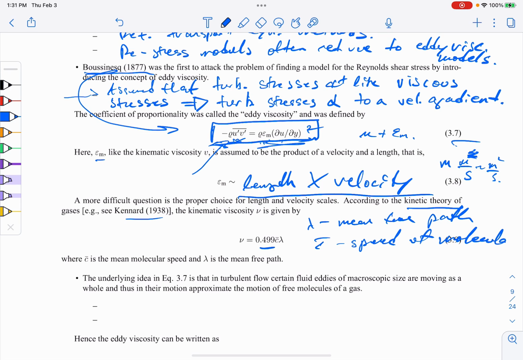And this is a molecular argument. It's not based on turbulence. Turbulence is a continuum phenomenon. So you might have little points, and the mean distance between them is lambda, and the speed of each of these little guys is c bar. Lambda is the average collision distance, the mean free path, and c bar is the average speed of these particles. Okay.